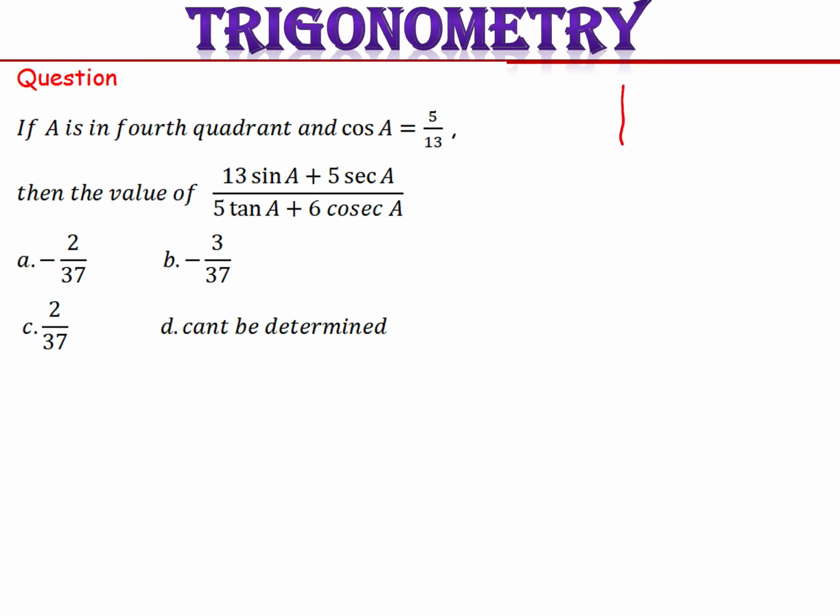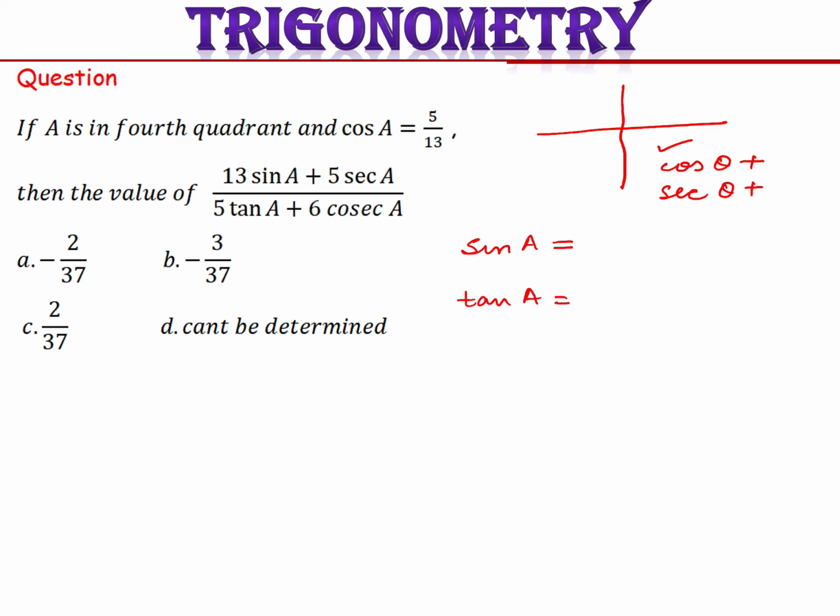A is in the fourth quadrant. Remember, in the fourth quadrant, cos theta is positive as well as the reciprocal, secant theta. The remaining trigonometric functions are all negative. So let me write first sin A, and corresponding to sin A, cosecant A also, and let me write tan A.